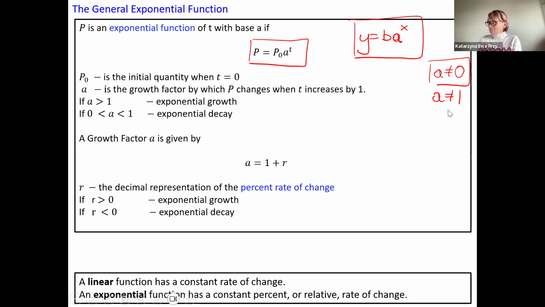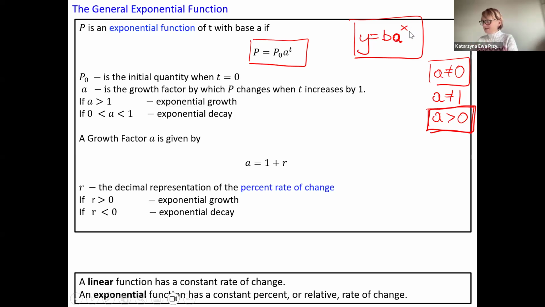And actually, a is always positive. That's another definition. That means a is always positive. This is again just the definition. The base is never negative, because x could be any number. If we have an application, the variable x is actually t, time, then we're applying only positive numbers.